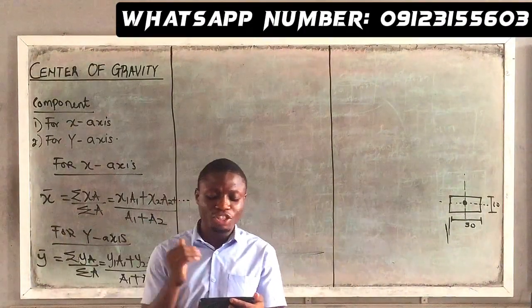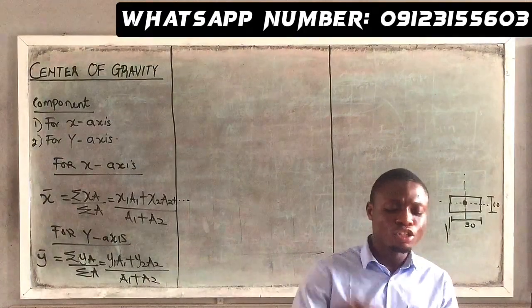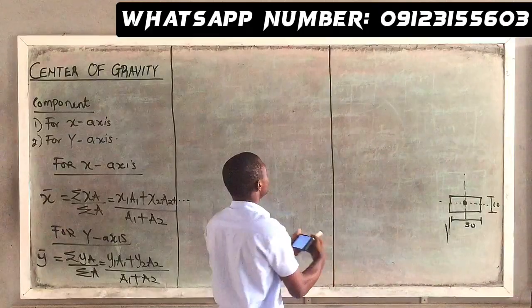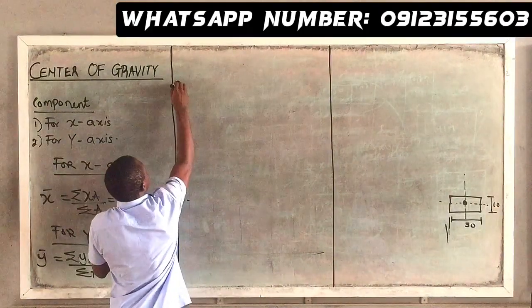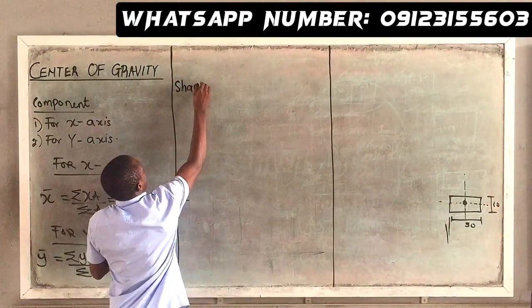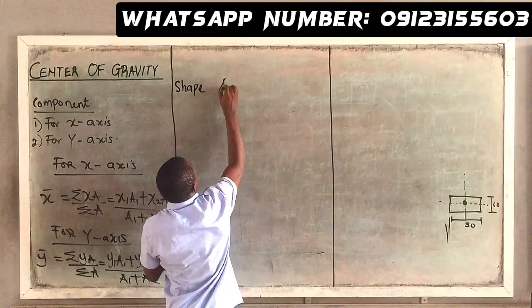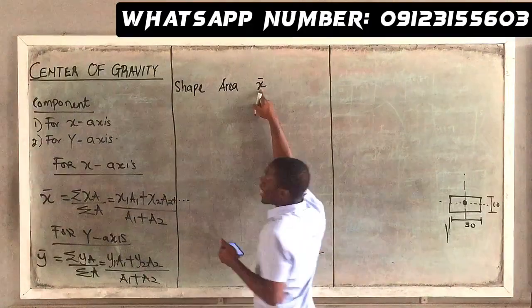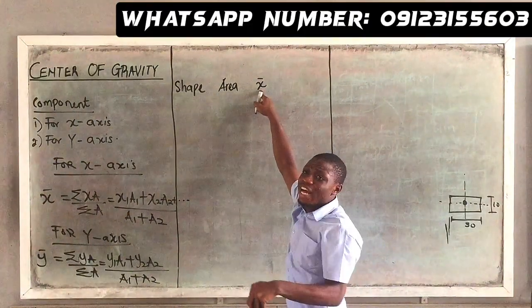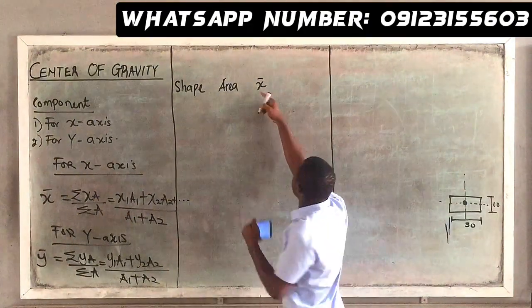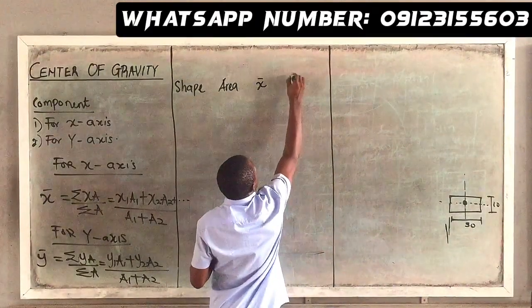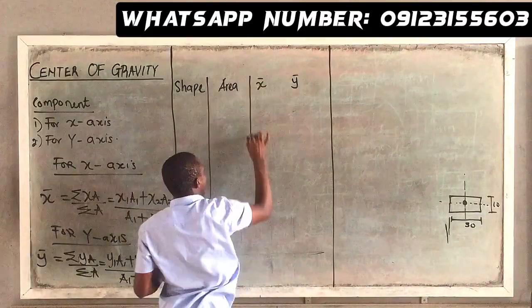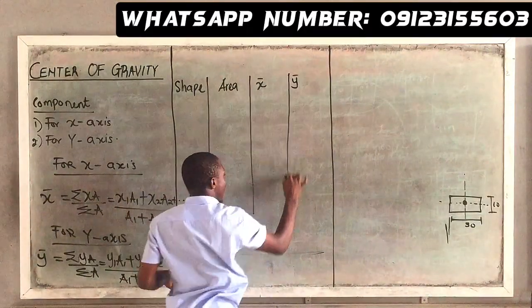Position of centroid of plane geometric figure. Alright, as we proceed, I have shape, I have area, I have x bar. What's x bar please? Center of gravity along x axis please. Alright, I have y bar. Y bar is what? Center of gravity along y axis.